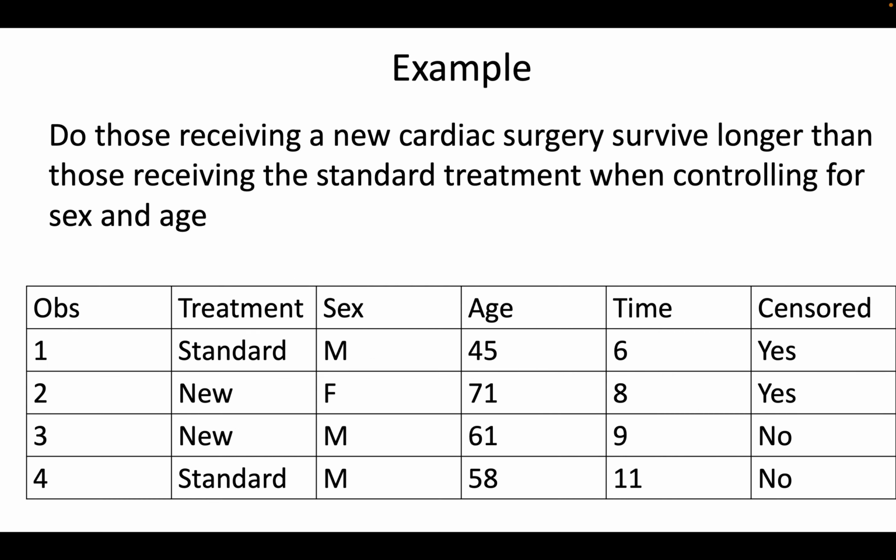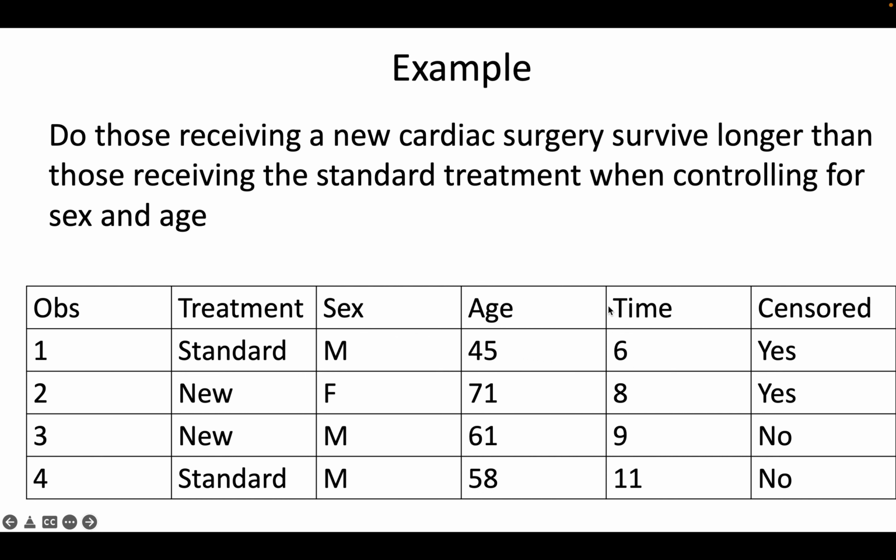So this is an example where we're looking at whether a new cardiac surgery will result in people surviving longer than the standard treatment, given that we've controlled for sex and age. This is the structure of our data set. We have 4 observations here. We have their treatment status, their sex, age, the time they were followed, and whether they were censored or not.